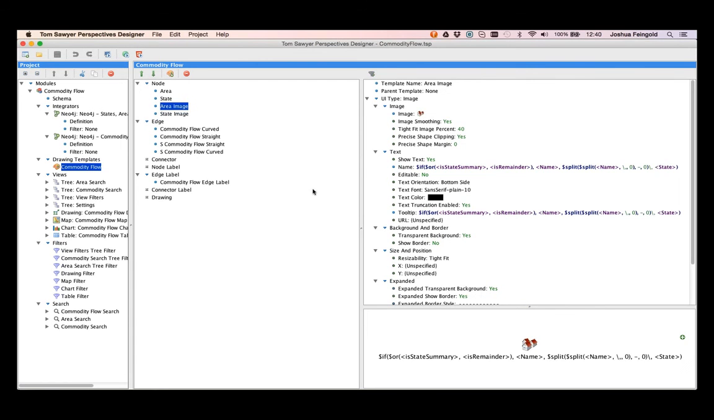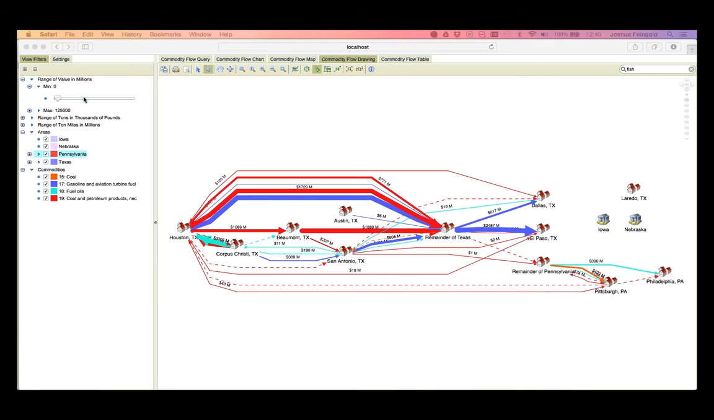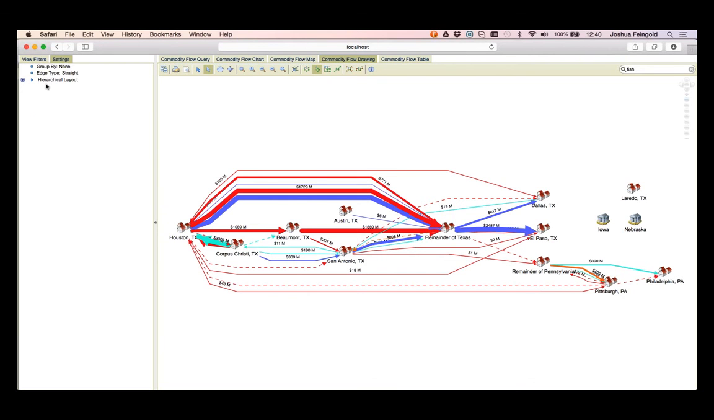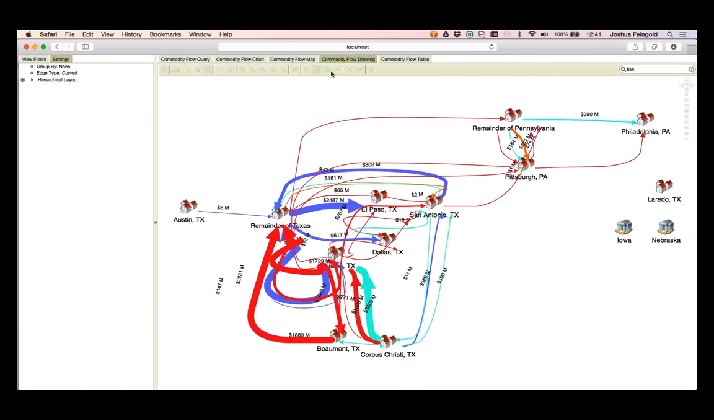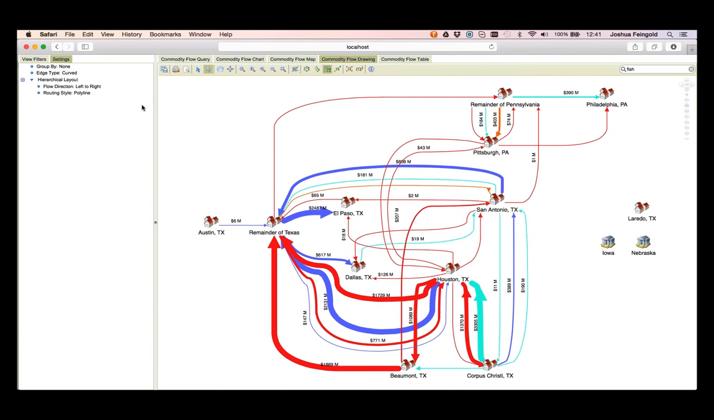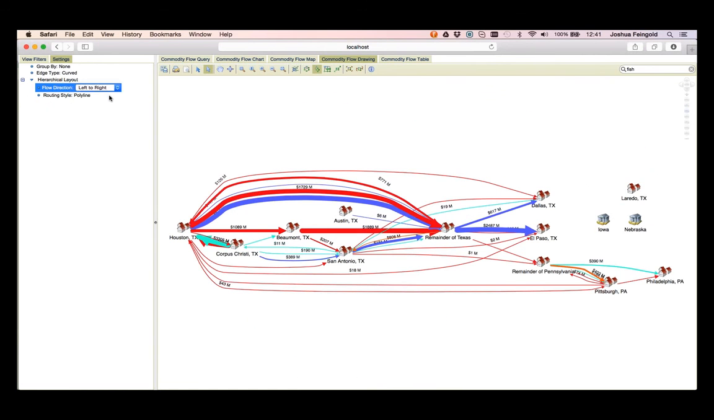Here we have areas and states and image-based ones, so you can have different UIs, right? We can have a state house to represent a state, or we can have a little neighborhood to represent an area. We can have straight and curved edges, so we can modify that as we go. If I go over to the settings tree, I can change my edge types from straight to curved, depending on exactly what's going to be visually pleasing.